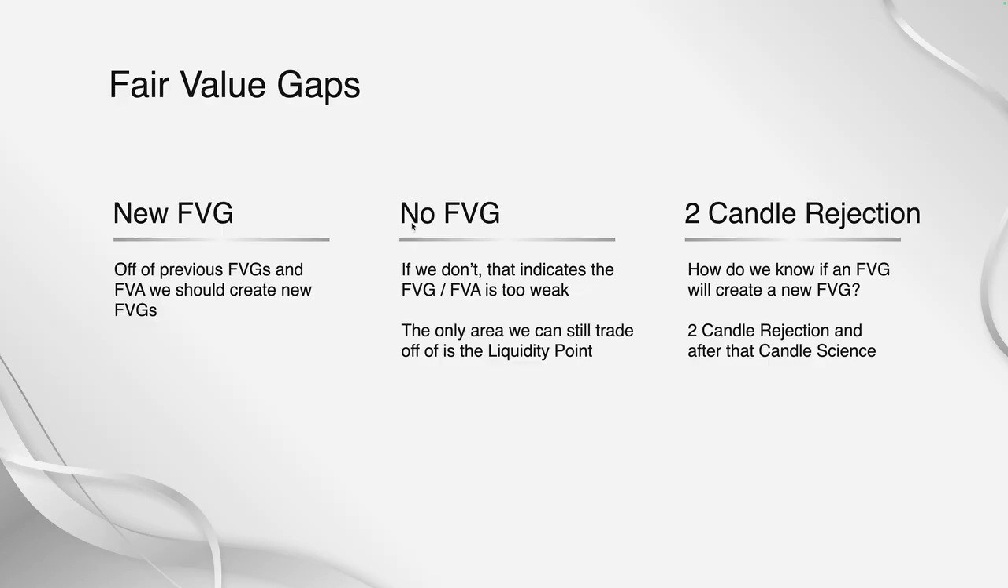Then if something happens and we do not create a new fair value gap right there, if we don't, that indicates that the fair value gap or the fair value area is too weak. The only area we can still trade off of is the liquidity point right there. How do we know if an FVG will create a new fair value gap? On the right side, the 2 candle rejection. That is how we will know if a fair value gap will create a new fair value gap. So the 2 candle rejection, after that, candle signs. So what those 3 options look like is exactly what we're going to go over right now.